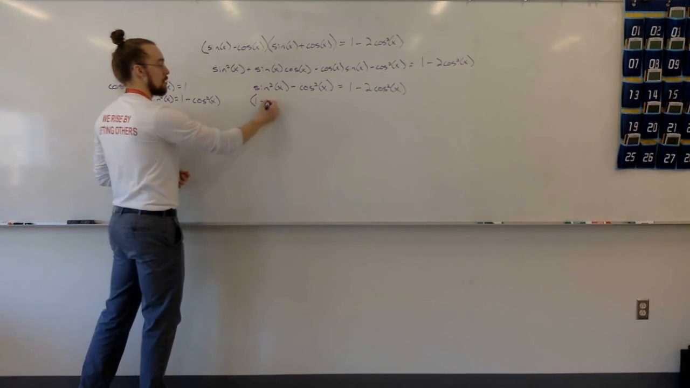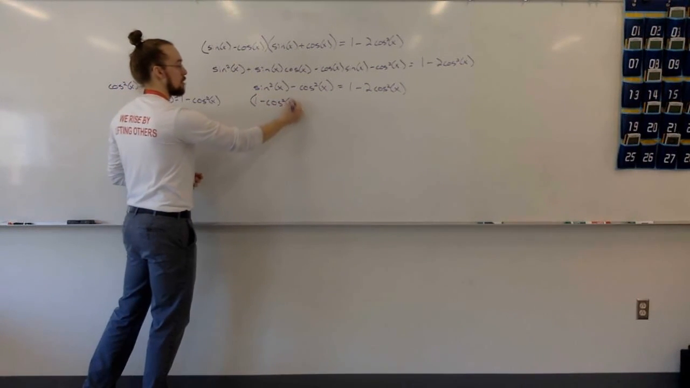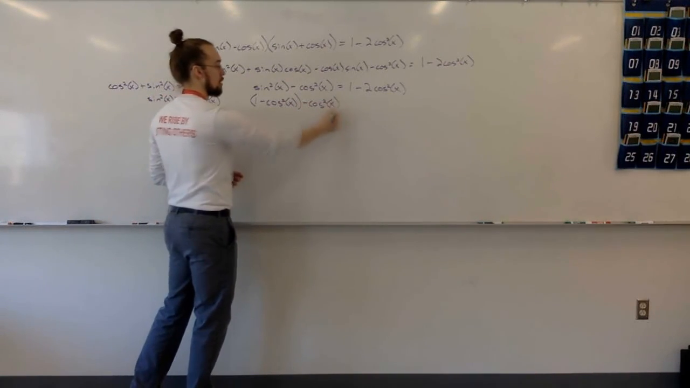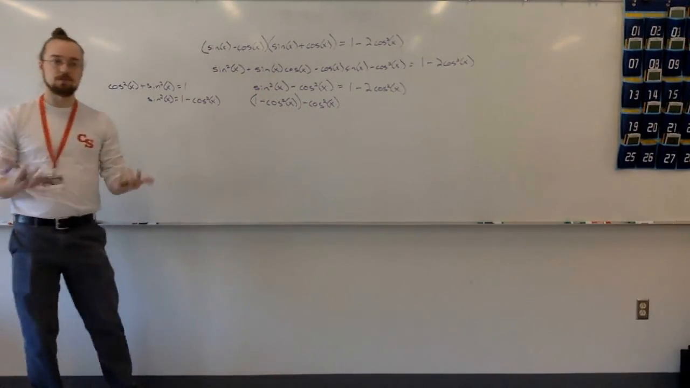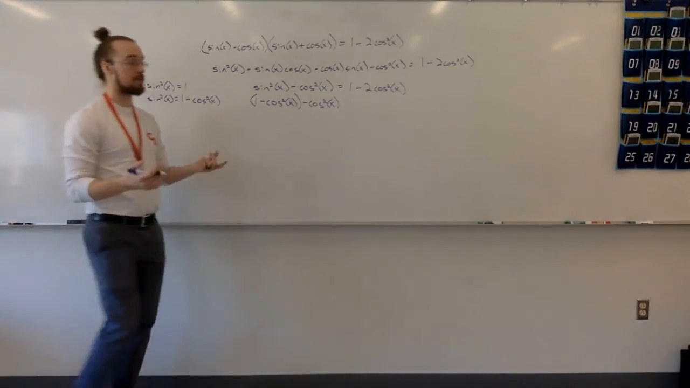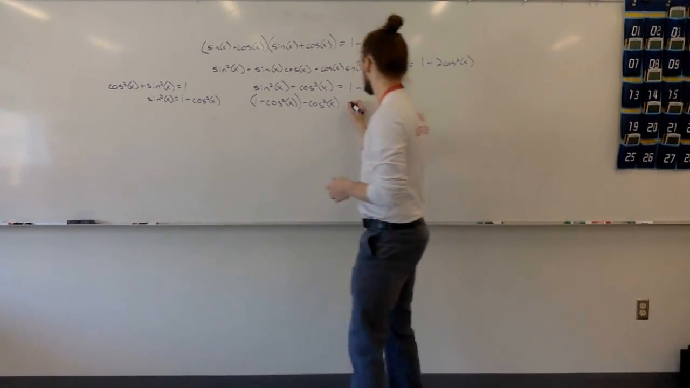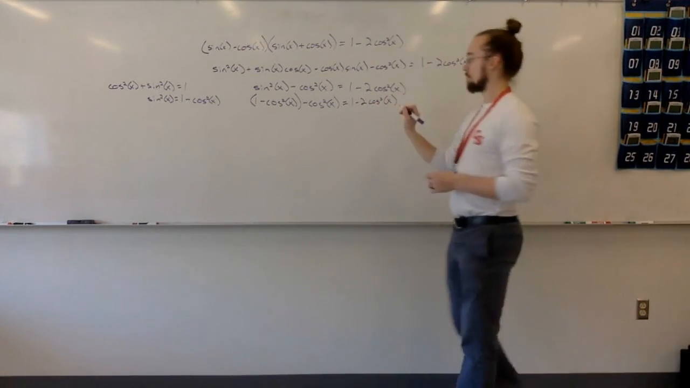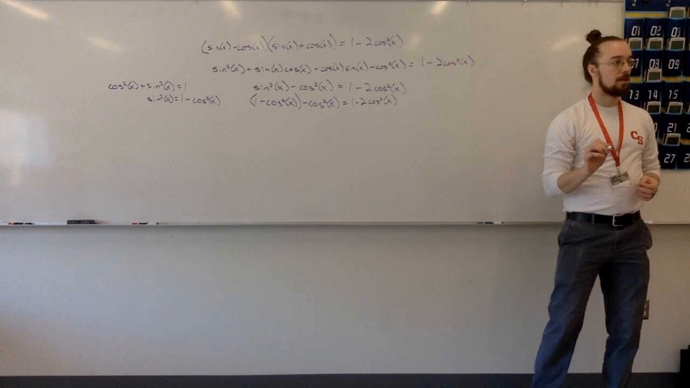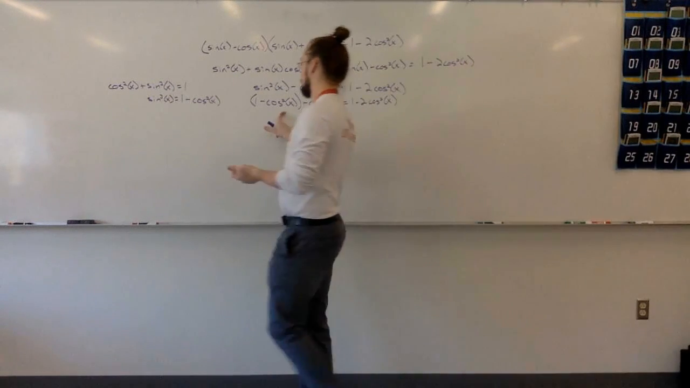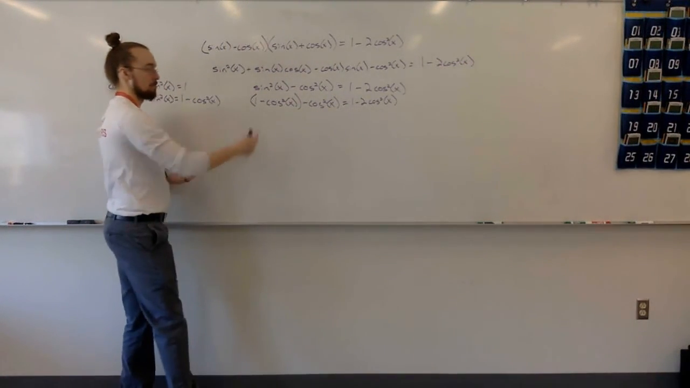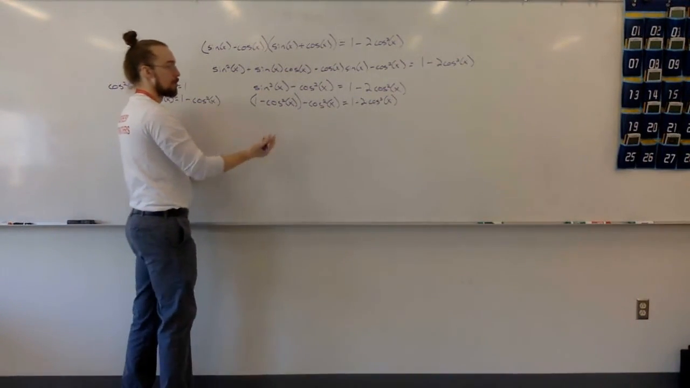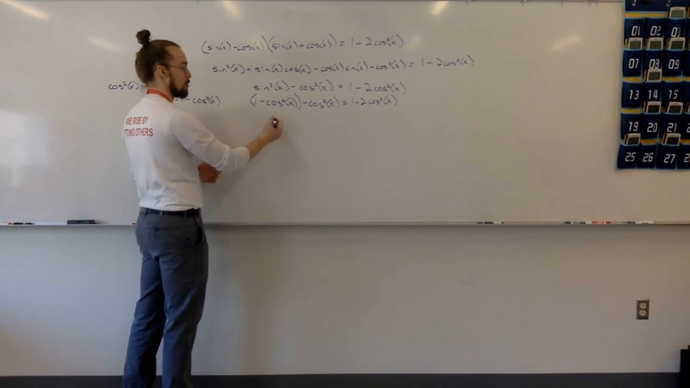So this becomes like this, okay? Sine squared is the same as 1 minus cosine squared. So 1 minus cosine squared minus cosine squared. These are like terms, right? So I can just combine them. That would just be 1 minus 2 times cosine squared.